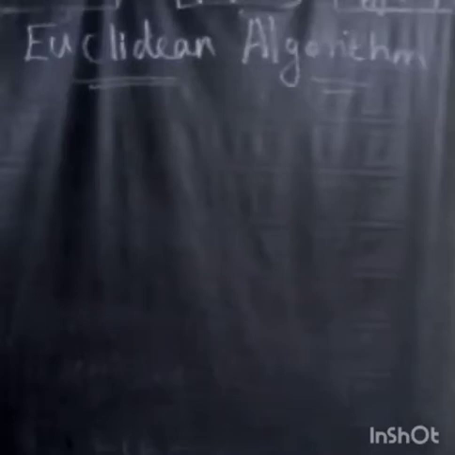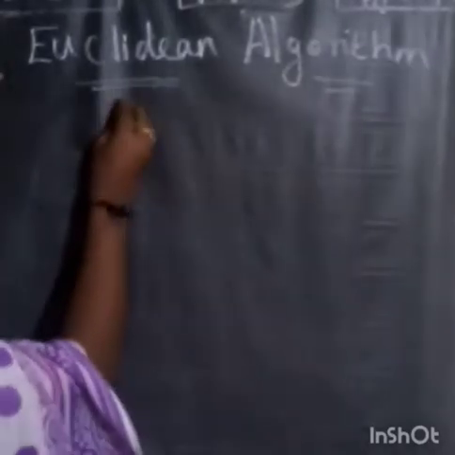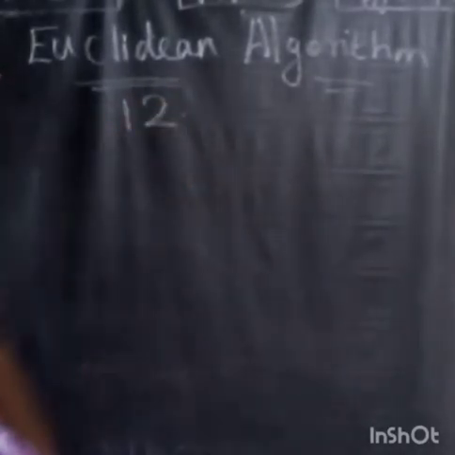Hello kids, today we are going to see about the Euclidean algorithm. It is very simple. Let me explain a bit with the help of examples. Let us take a number, the number is 12.